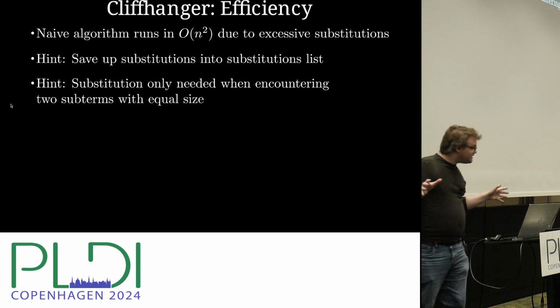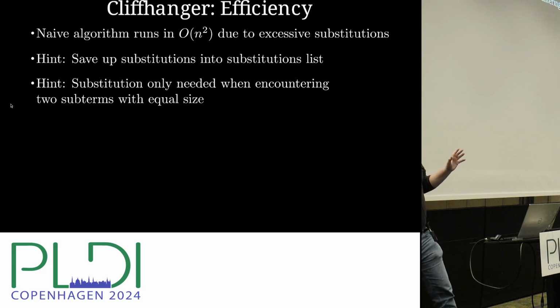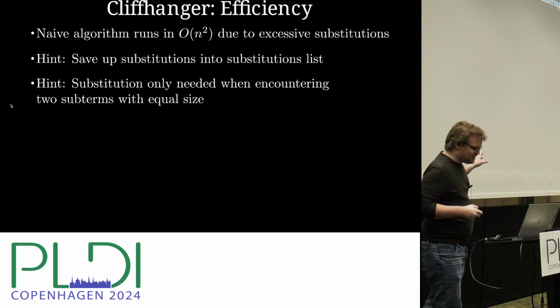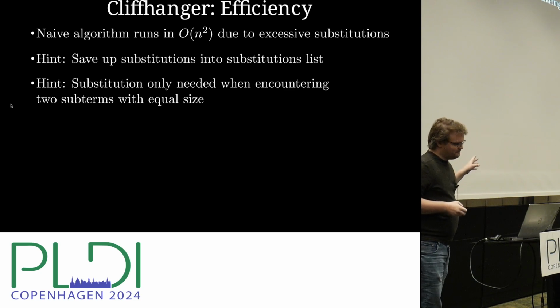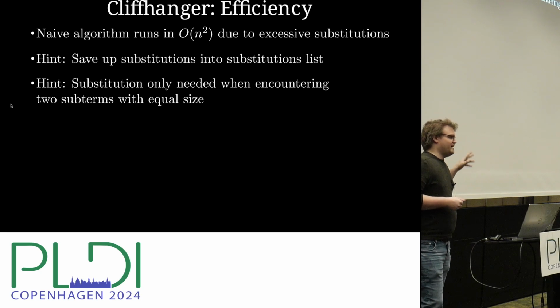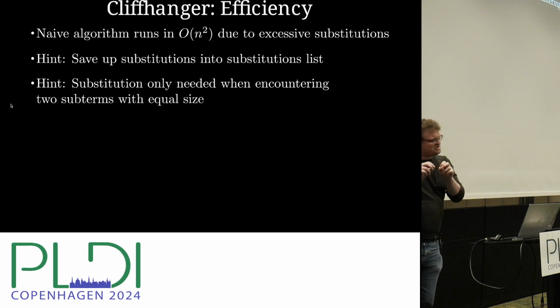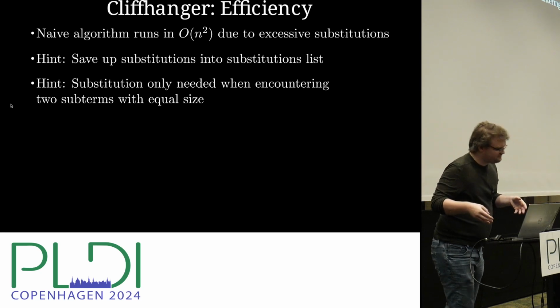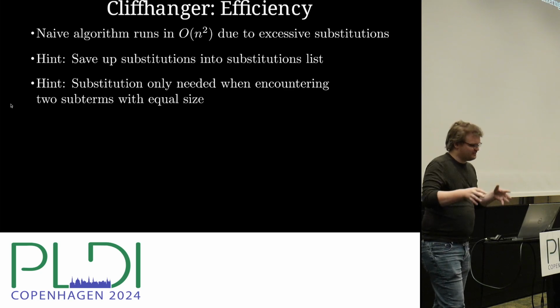So now the cliffhanger. If you want to know more, you're going to have to read the paper, because the algorithm that I showed is not efficient. This naive algorithm runs in O(n) quadratic time, and that's because it's doing a lot of substitutions. It might need to do n substitutions, which are all linear, and that's a problem. So we need to save up these substitutions and do fewer of them.